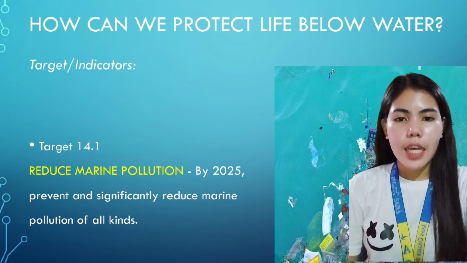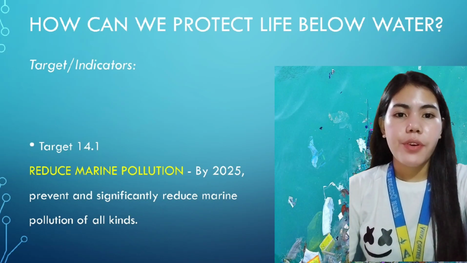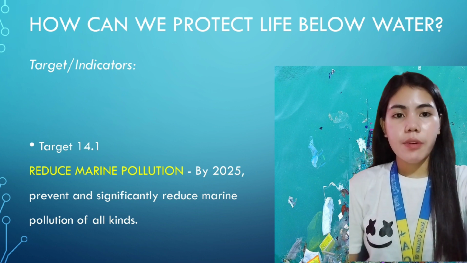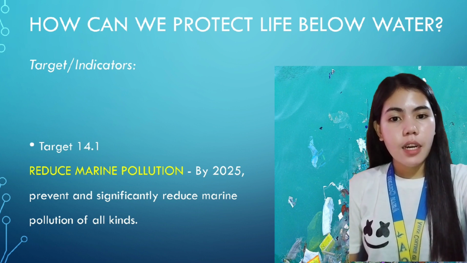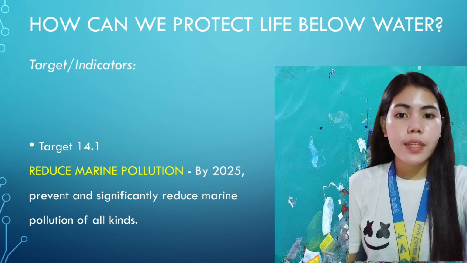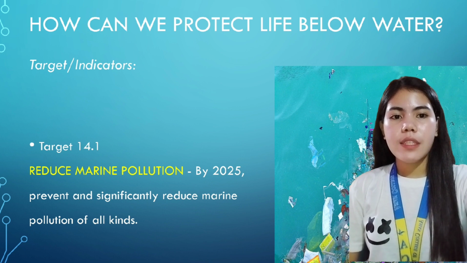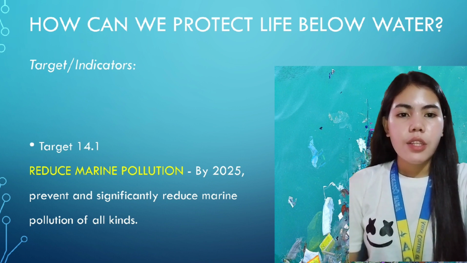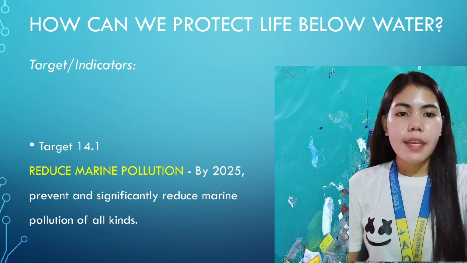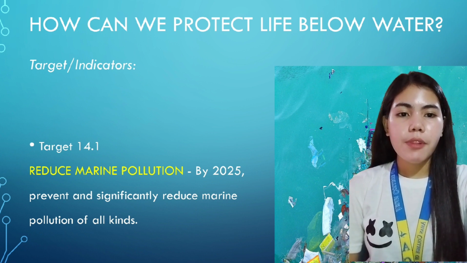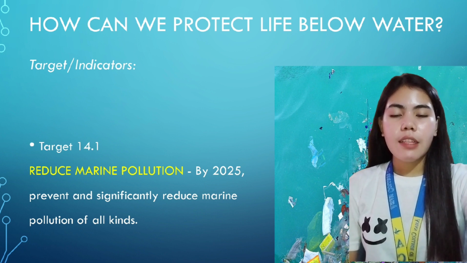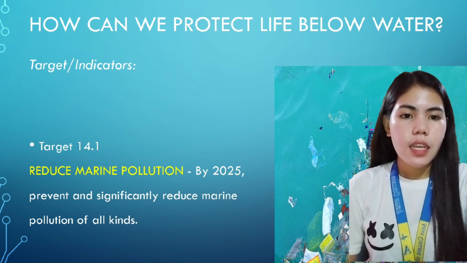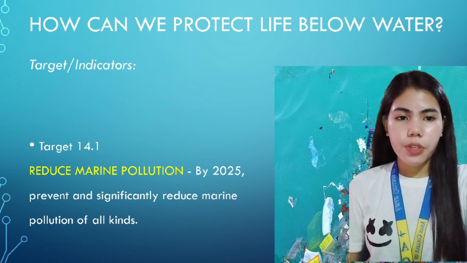So how can we protect life below water? Targets or indicators. Everyone can help to make sure that we meet the global goals. So let's start with target 14.1, which is to reduce marine pollution. By 2025, prevent and significantly reduce marine pollution of all kinds, in particular from land-based activities, including marine debris and nutrient pollution.